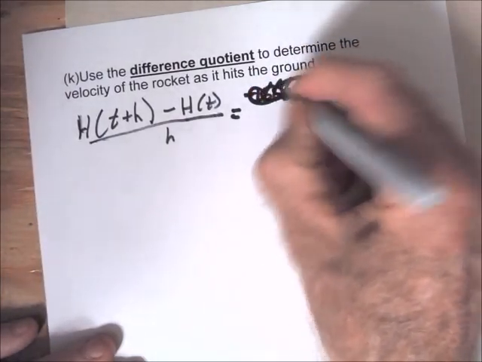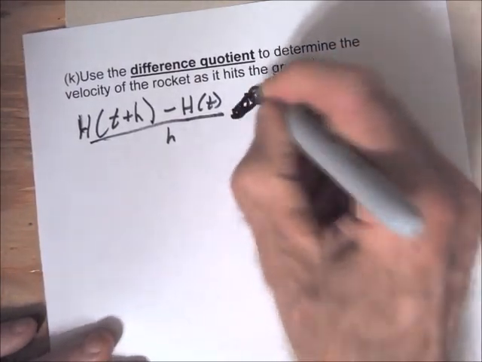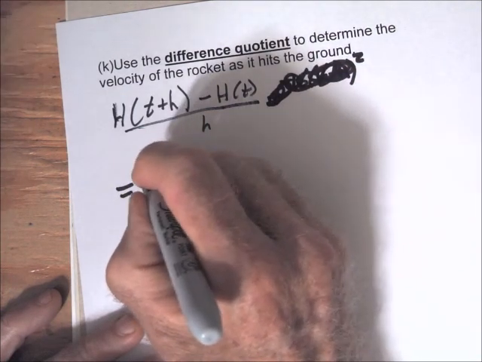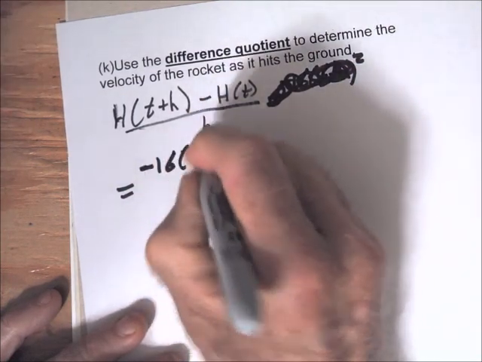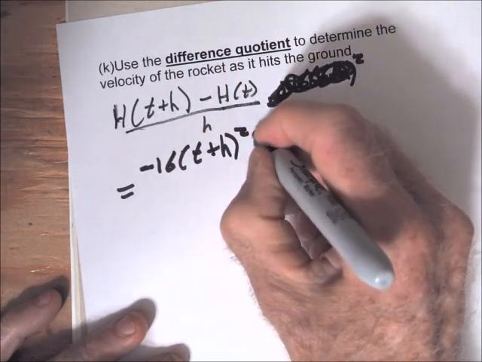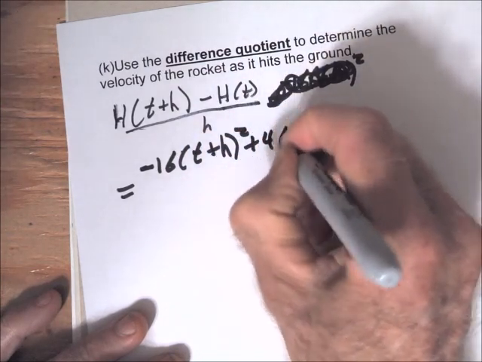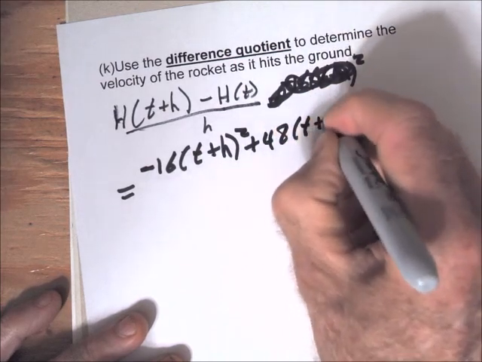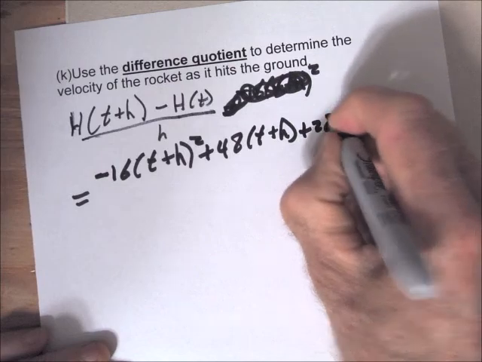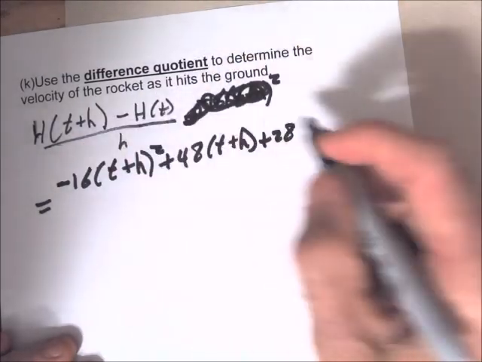maybe I'll do that on a different line. I think I'm going to run out of space here. I had to use a different sheet of paper here. Minus 16 times t plus h squared plus 48 times the quantity t plus h plus 28. So that's h of t plus h.